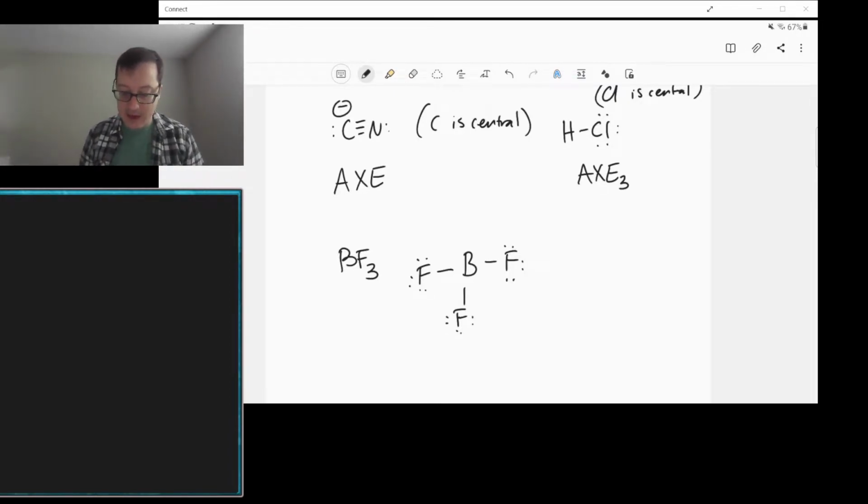With this, we're going to see this could be classified as AX3, right? We have our central atom, the boron, 3 fluorines around it, and no lone pairs. Remember, it has 6 electrons only, doesn't have a full octet.